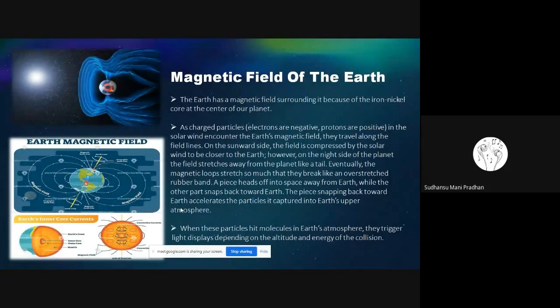But on the opposite side, the field stretches away from the planet like a tail. As the field stretches, they break like an overstretched rubber band. While some pieces head off into space away from the Earth, some parts snap back towards the Earth. These pieces then accelerate the particles that are captured into the Earth's atmosphere. Next slide, please.